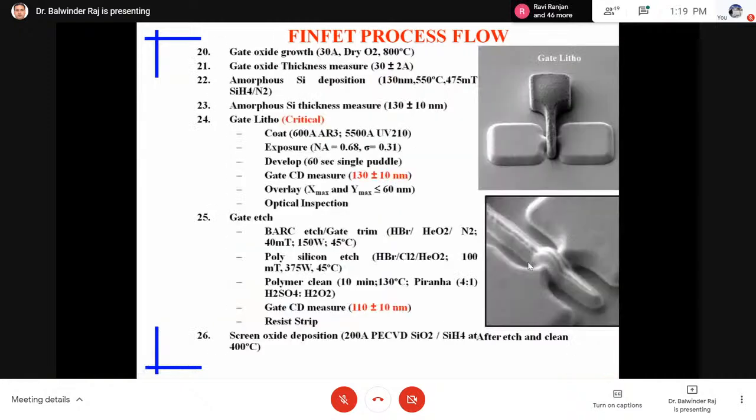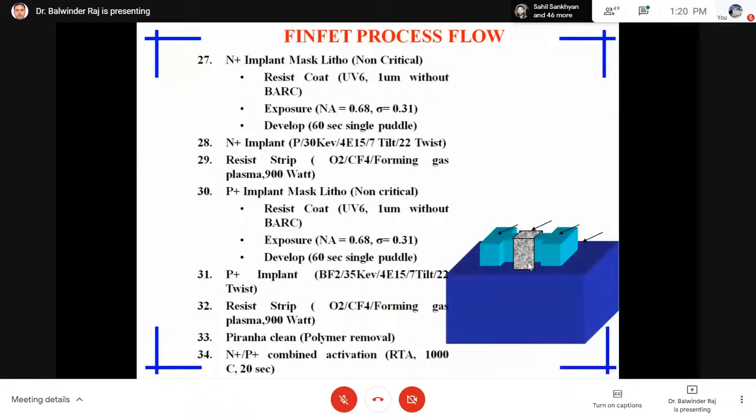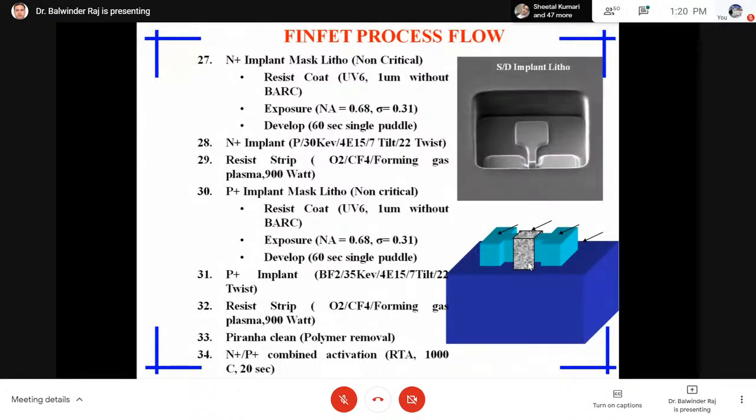There are some other steps where amorphous silicon is deposited, then gate etch, screen etch. There are so many steps. I think you need not follow all the steps because these steps are experimental. This is the experimental data used in the fabrication. But all these steps you can do in the tool itself with the help of Silvaco. There is an Athena part, and in Athena you can do all these steps and design your device.